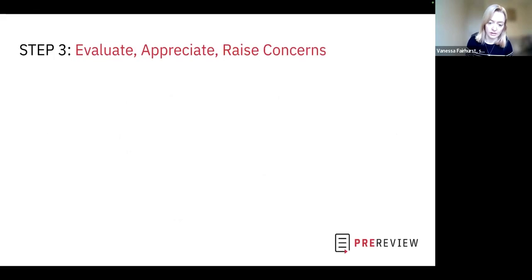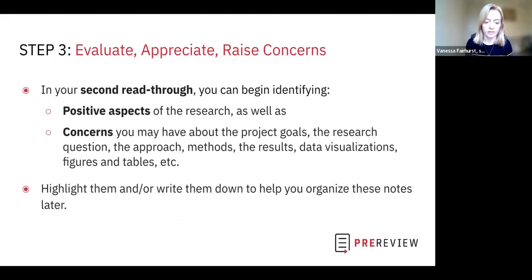Moving on to step three, this is where we evaluate, appreciate, and raise concerns. So on your second read through, you can begin identifying positive aspects of the research, as well as any concerns that you may have about the project goals, the research question, approach, methods, results, how the data is visualized, etc. You can highlight them, you can write them down to help you organize your notes later. And so the goal here is to also highlight any positive aspects, but not just nitpicking and looking for things that are wrong, but also things that we can praise and that work well in the research as well.